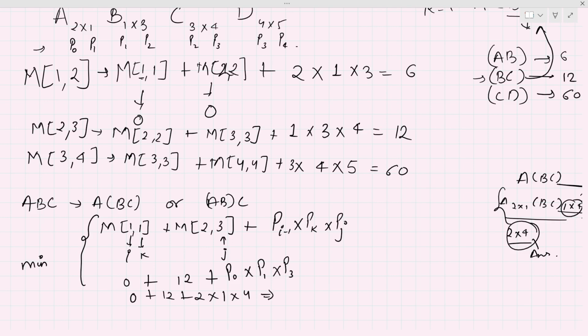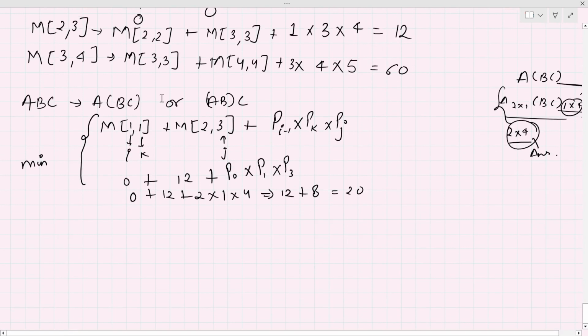So now what's the correct answer? 12 plus 4 times 2 is 8, which is 20. So I hope it is clear to you how we find in a simple way the multiplication of A, B, C whole in one go. Okay, now we only found the value of A and BC. Now we have to find AB and then C.